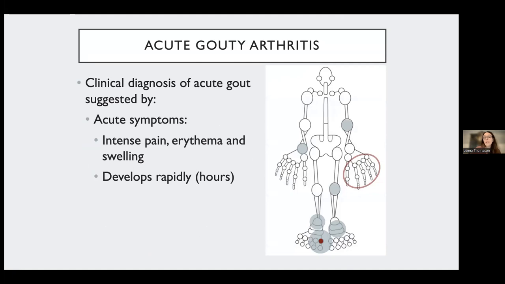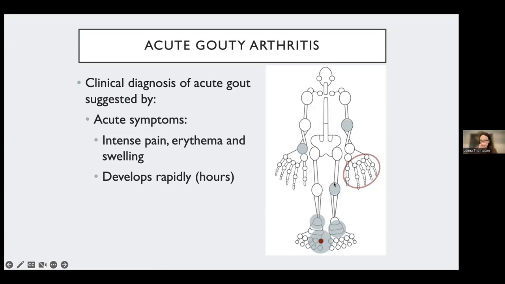Also, the joints that are affected may give you an idea about whether or not this is gout. So this is what we call a homunculus. These are all the joints in the body, and you see them in this exaggerated fashion. And the larger the circle, that means the greater the predilection that gout has for that specific joint. So gout loves the first MTP. It also really loves the midfoot, so this is the midfoot right here, and also the ankle.